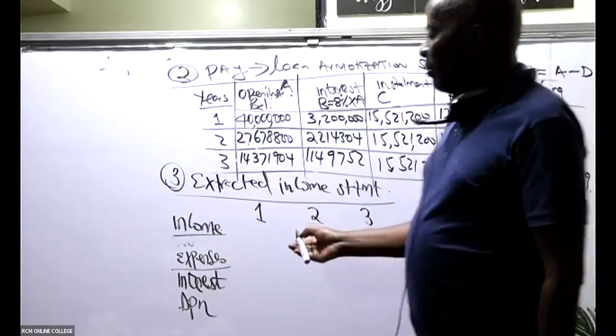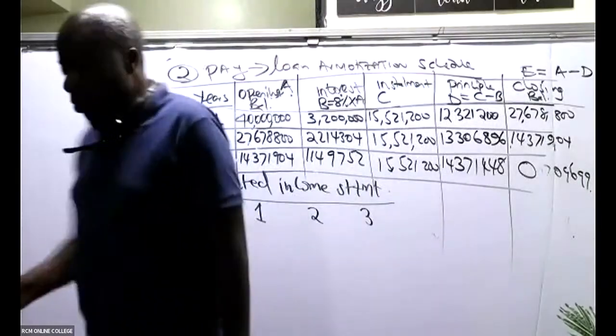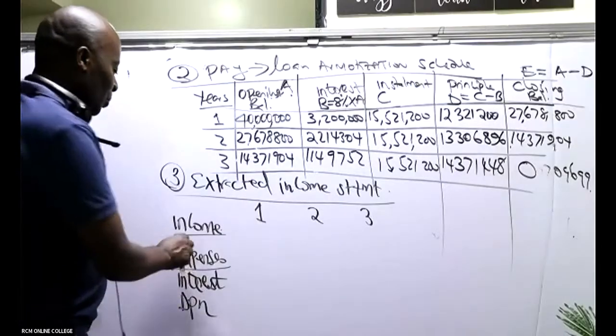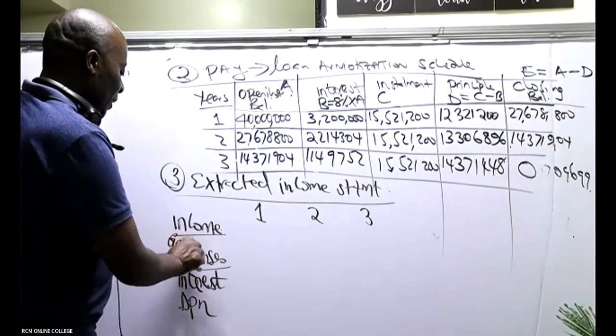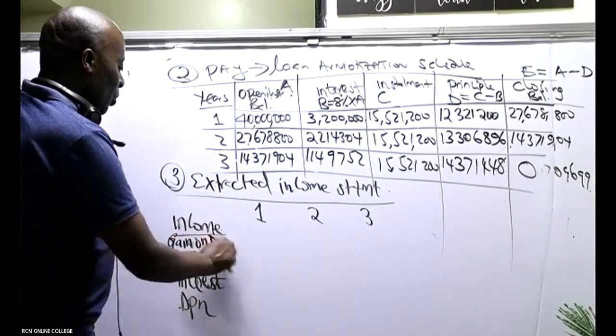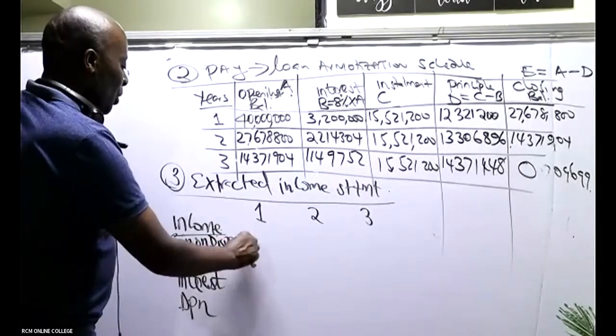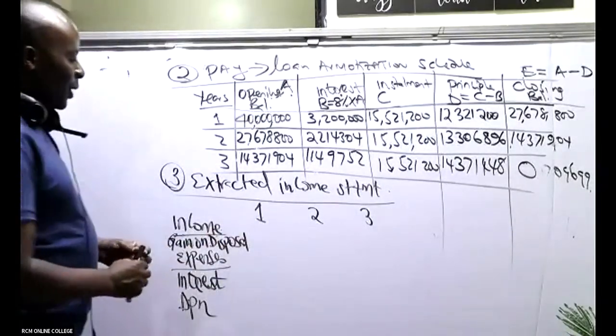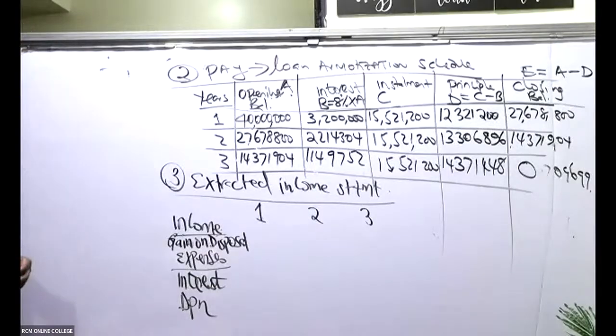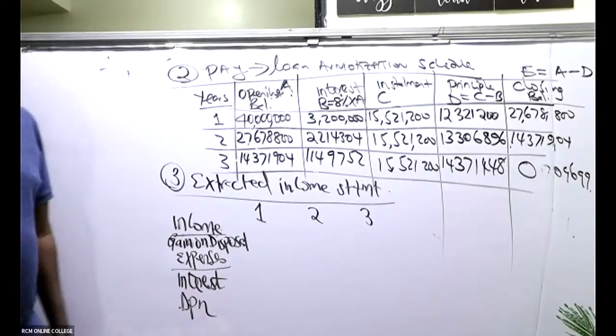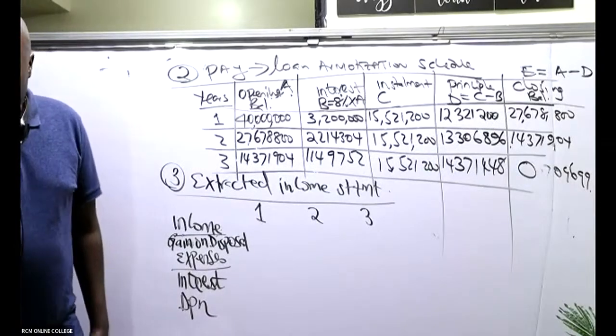So we have income, basically the gain on disposal. We disposed of this asset, remember. Can somebody give me the gain on disposal that we shall book in year one?